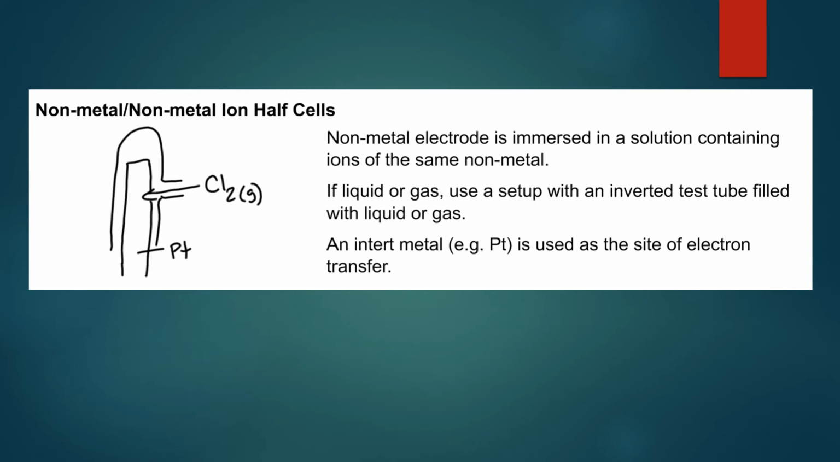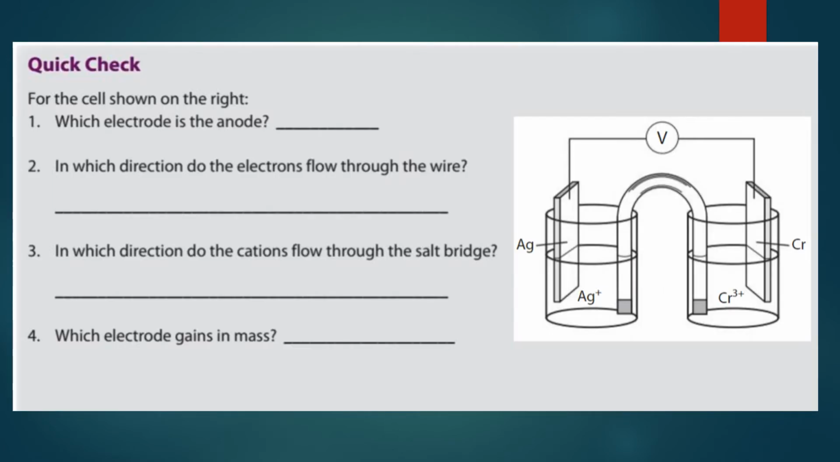So some electrochemical cells look a little bit different because they don't actually have the physical metal that's being hooked up. So here's a quick check that I'd like you to try. So we've got an electrochemical cell taking place on the right-hand side, and see if you can answer the following 4 questions. Pause the video and then I'll go through the solutions.